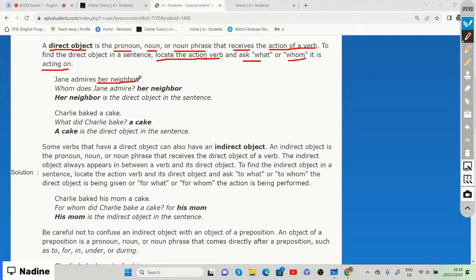And then we have another example, which is Charlie baked a cake. So it's like asking yourself, what did Charlie bake? And then we say a cake. And that is our direct object. So what did Charlie bake? A cake. And a cake is our direct object.